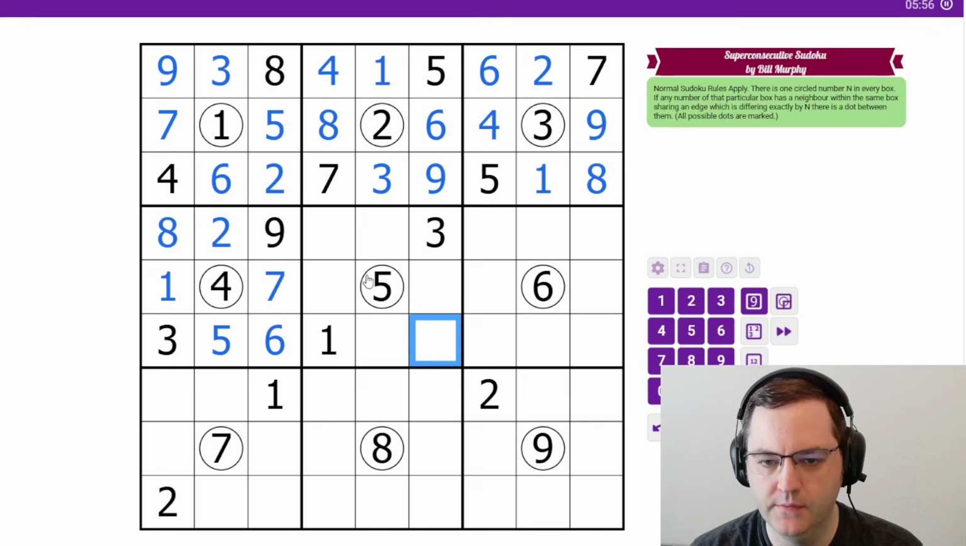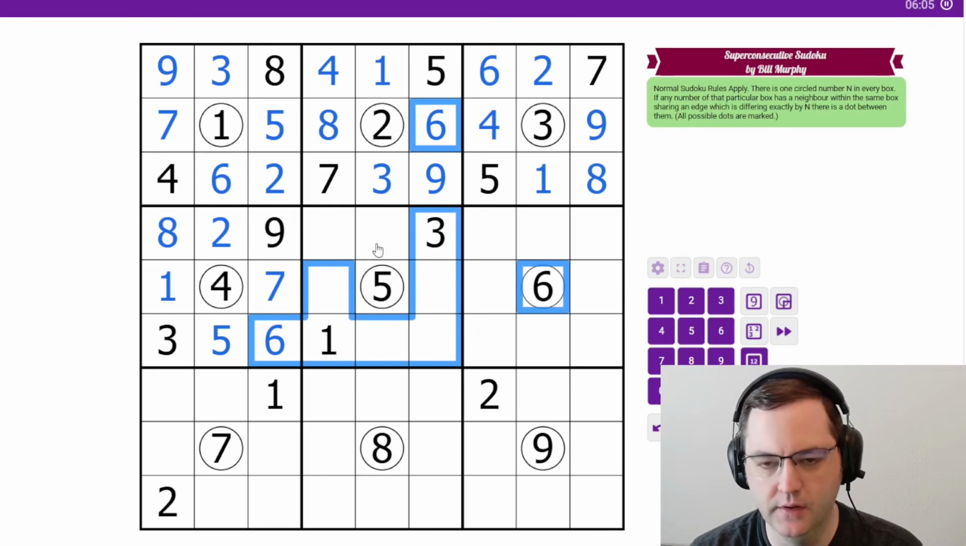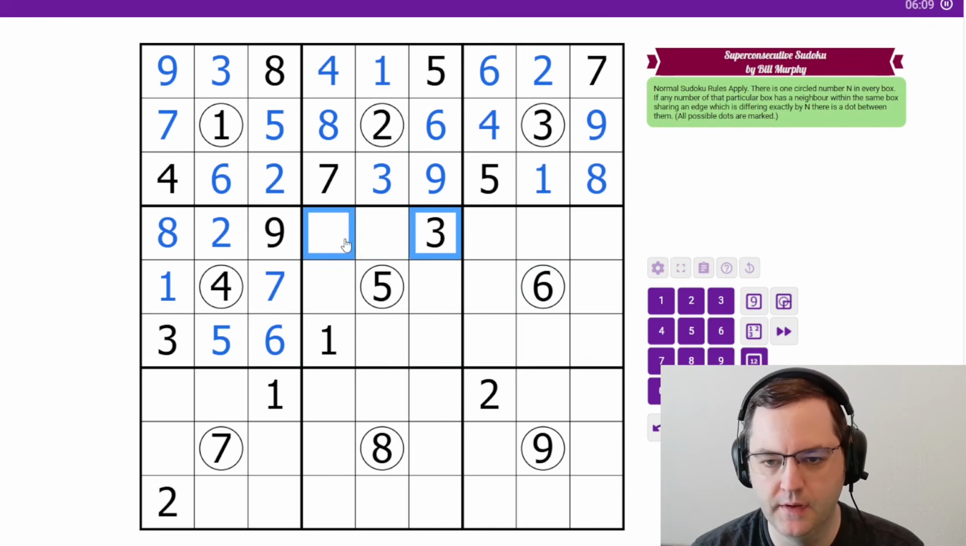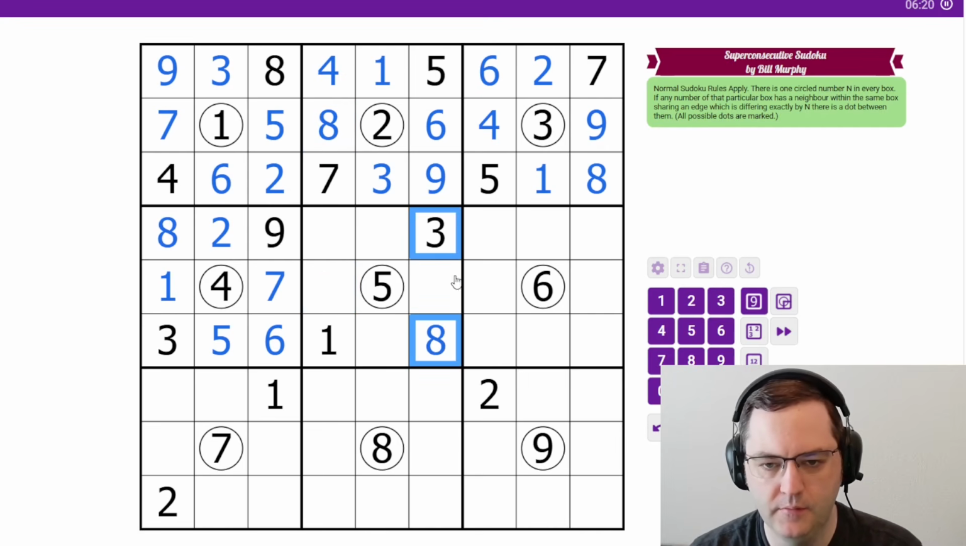But difference of 5, these will be familiar if you do much with German whispers. For the 1, let's look at 6. 6 can't go next to the 1, it couldn't anyway, so 6 is in one of these cells. For the 3, it's 8. 8 can't go in this cell. Got an 8 down here, so 8's in one of these. Oh, and there's an 8 here. So 8 goes there. That takes care of that pair.